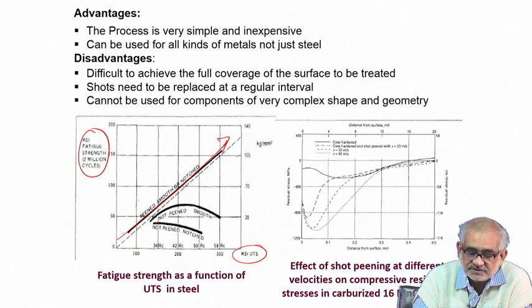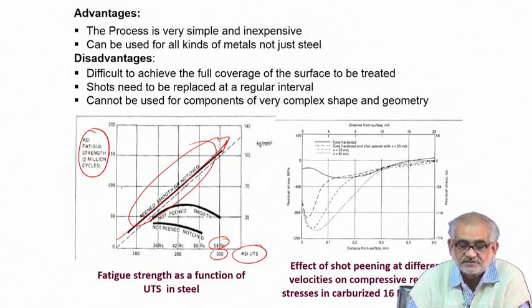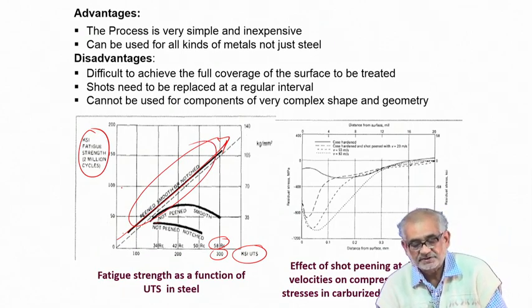So that means after the shot peening operation, what we see is that the fatigue strength of the material is uniformly increasing as the UTS of the material is going up. In other words, at higher and higher levels of UTS or hardness, we actually see after shot peening that the fatigue strength of the material uniformly increases. So that certainly is very, very beneficial for all kinds of rotating components.